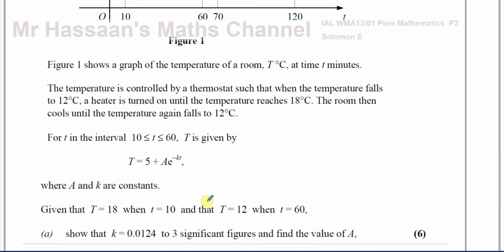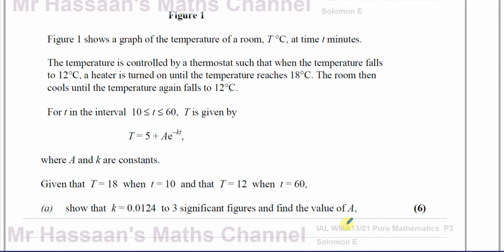It says given that T equals 18 when the time is 10, and the temperature is 12 when the time is 60, show that k equals 0.0124 to 3 significant figures and find the value of A.